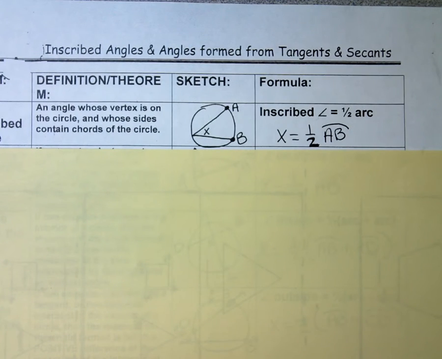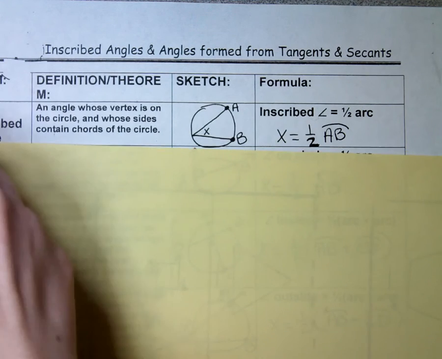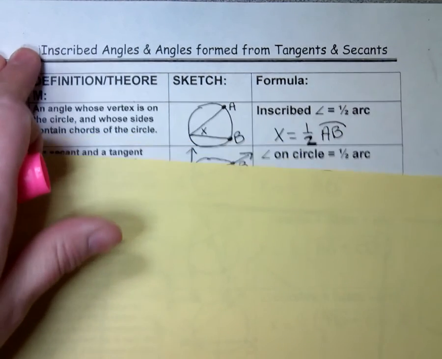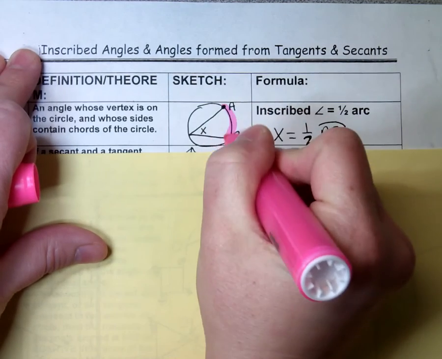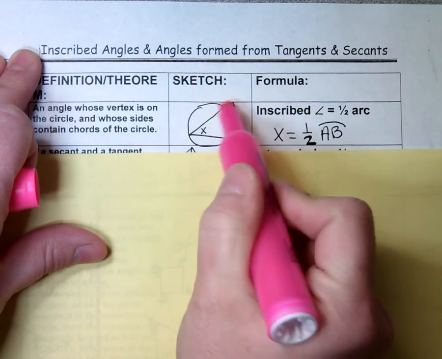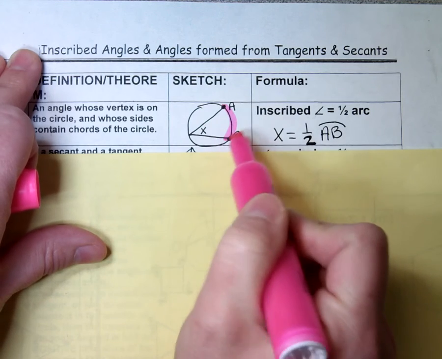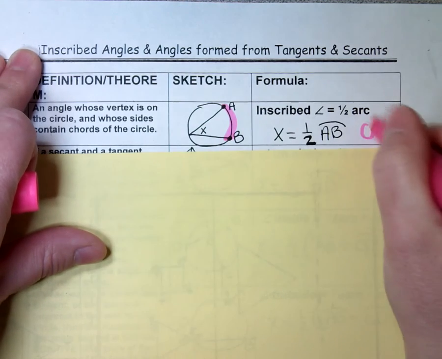This first picture is a picture of an inscribed angle. We briefly talked about what that was yesterday. An inscribed angle has its vertex on the circle. So if the vertex of the angle is on the circle, that's called an inscribed angle, and this is the formula for it. This angle here will be half of the intercepted arc, and the intercepted arc is arc AB. So angle X will be half the measure of whatever arc AB is.